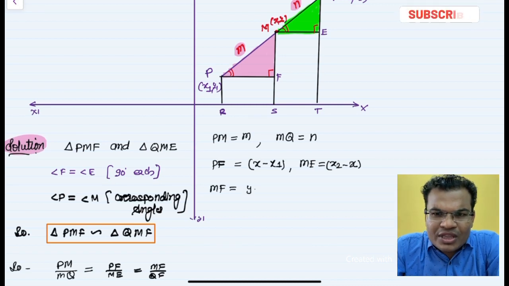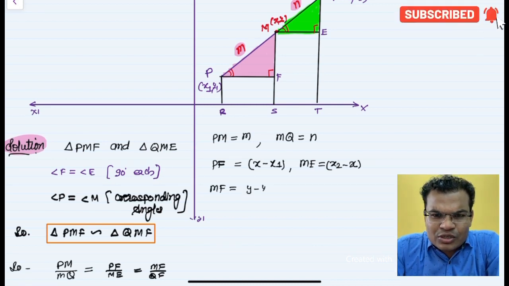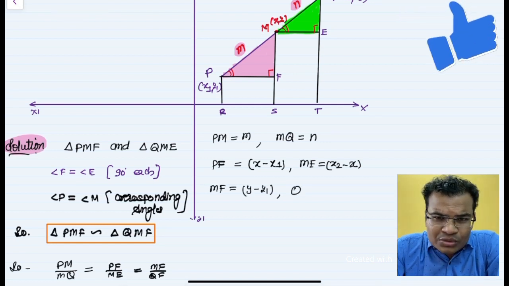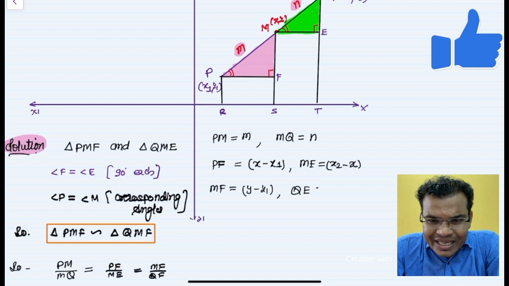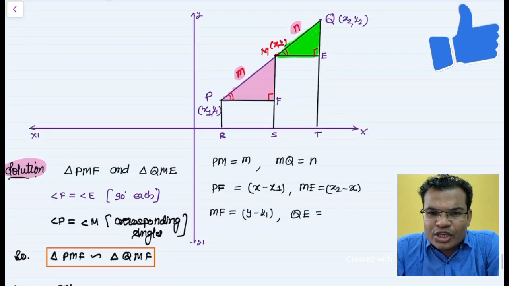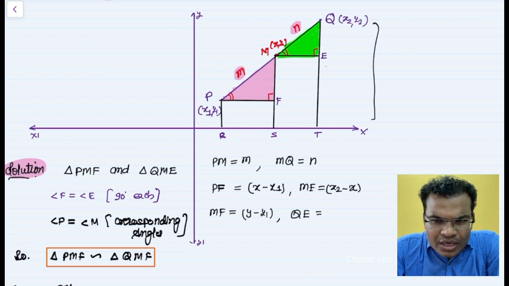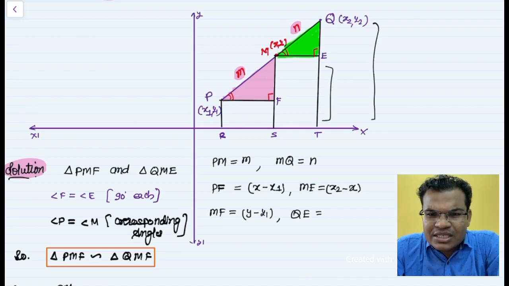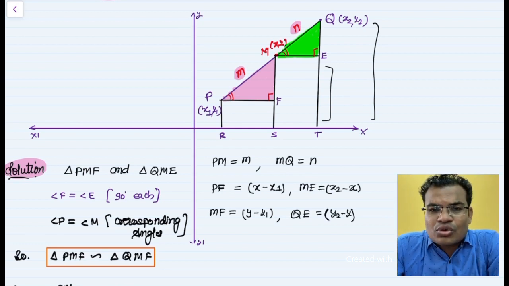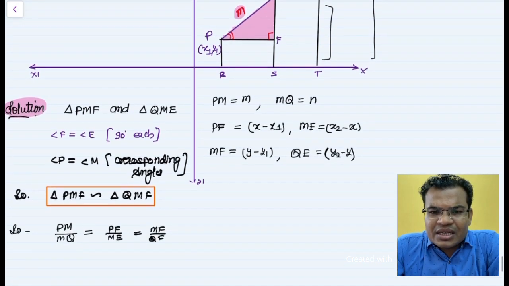After this we'll go with this MF, which is also very simple, y minus y1. After MF we have this QF, just QF in the triangle only. You can see in the diagram, y2 is the total distance, and y is the second distance, so y2 minus y, right? y only, not y1. Okay, so the diagram is clear, and we have kept the values on the line segments here.